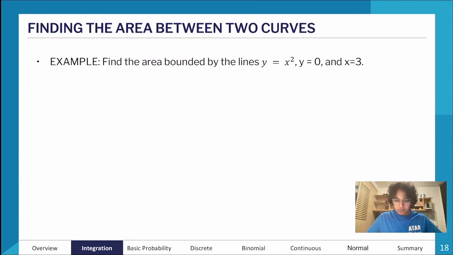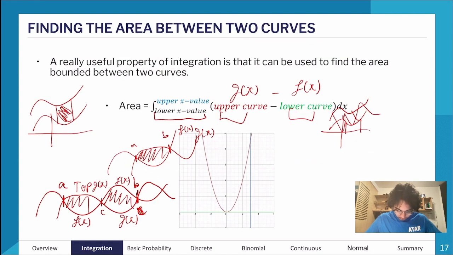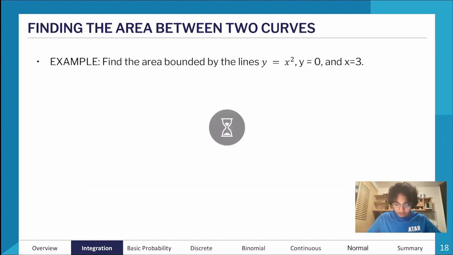So here's an example question. Have a crack at it, and we'll go through the answer. Also, feel free to work along with me as I go through it. Okay, so what it wants is the area bounded by the lines y is equal to x squared, y is equal to 0, and x is equal to 3. That's represented on this diagram here, the one that I've scribbled on. Sorry about that. But we want this area here, right? So y is equal to x squared, y is equal to 0, and x is equal to 3.